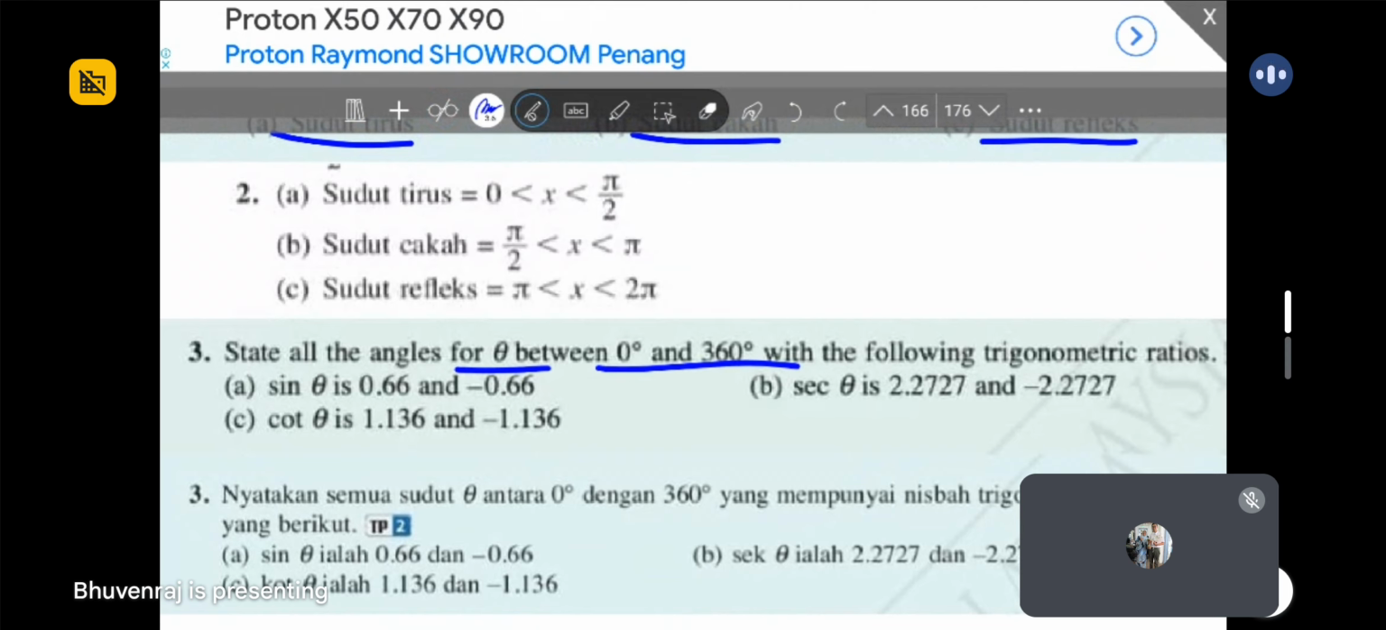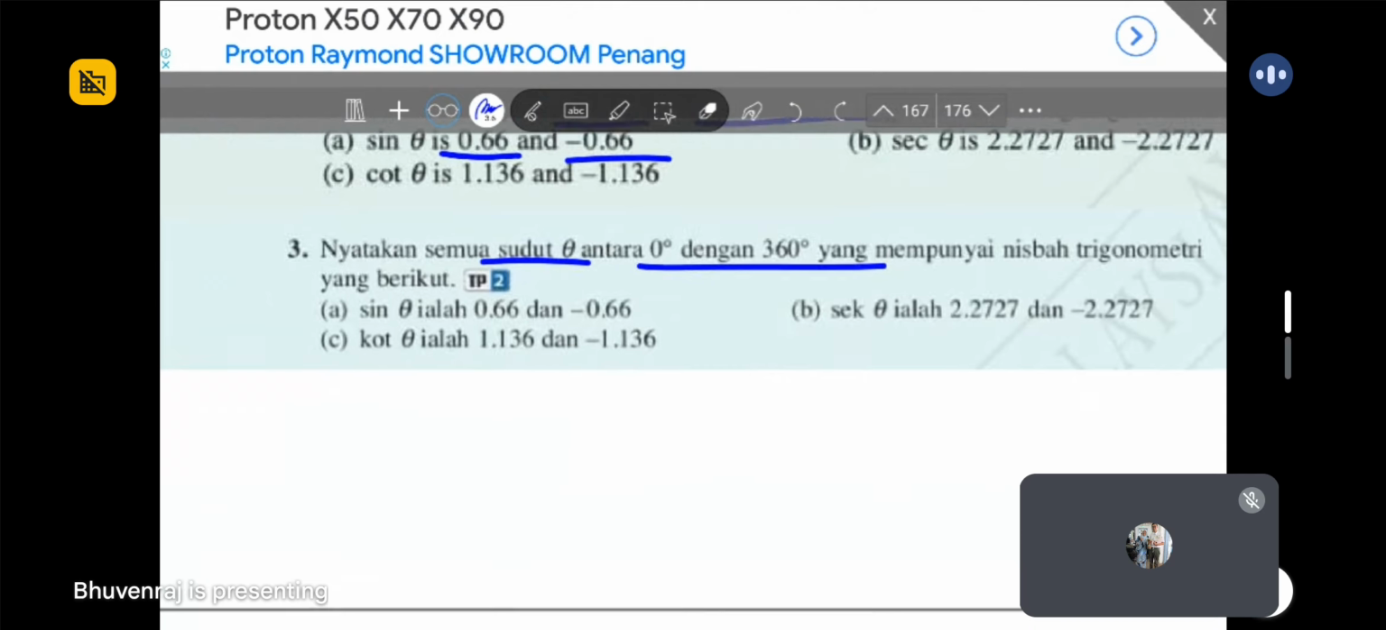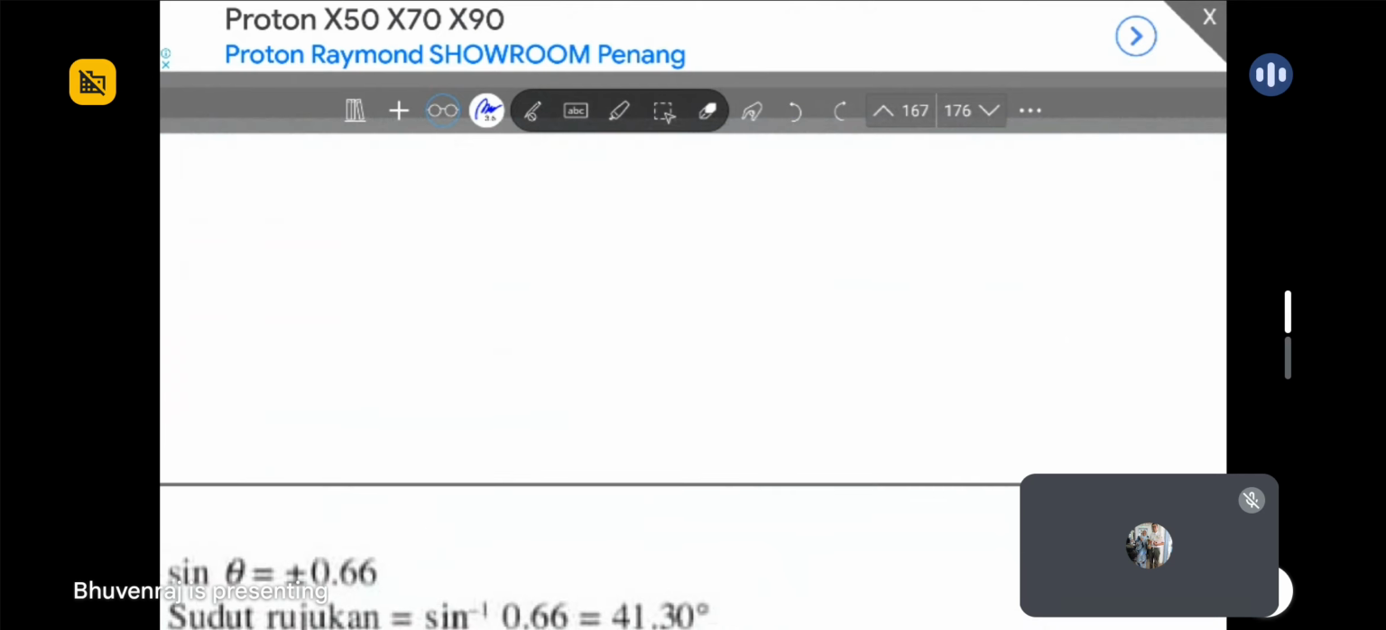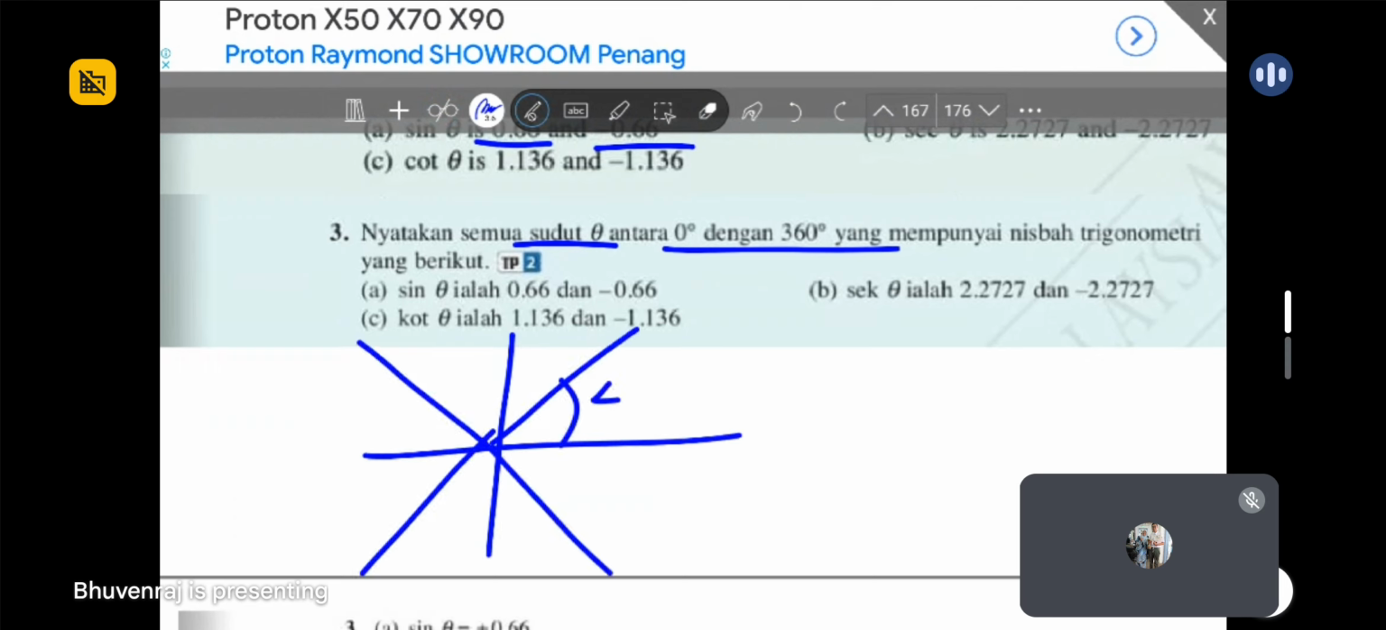So for question 3, soalan ketiga, they want you to find the angles between 0 and 360. This is the same concept as just now. So you have sine theta 0.66, negative 0.66. So all of this confirm you will involve the 4 quadrants. Kamu akan ada jawapan di 4 quadrant. So for this one, your sine theta, if you solve it you should get the reference angle of 41.3. Shift sine 0.66. So you can have all the angles here.